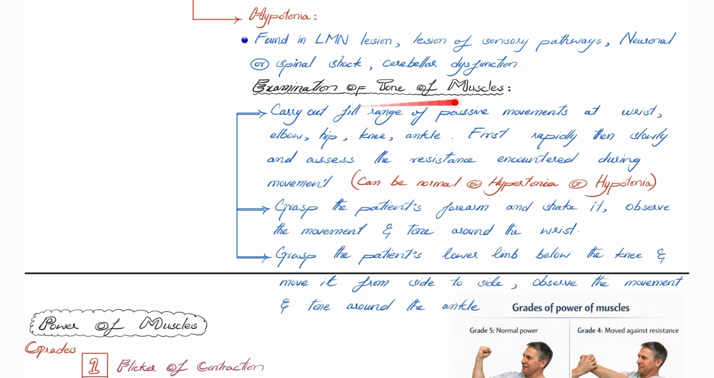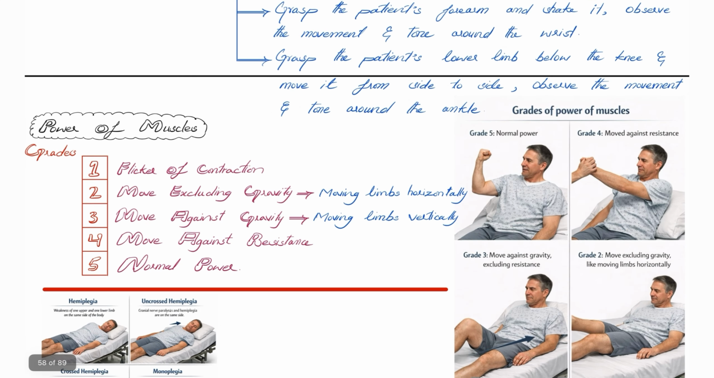Now, how to examine the tone of muscle? You need to carry out full range of passive movements at the wrist, elbow, hip, knee, and ankle joints. First rapidly and then slowly to assess the resistance encountered during movement. And here you can see either the tone is normal or increased or decreased. Grasp the patient's forearm and shake it. Observe the movement and tone around the wrist. Grasp the patient's lower limb below the knee and move it from side to side to observe the movement and tone around the ankle. So this is how you examine the tone of muscles.